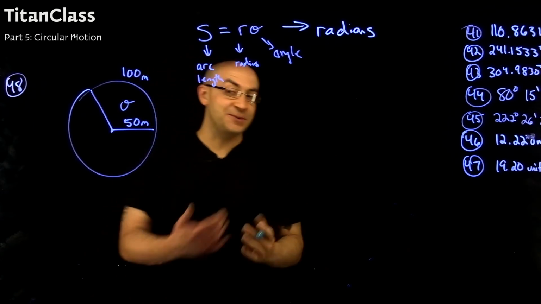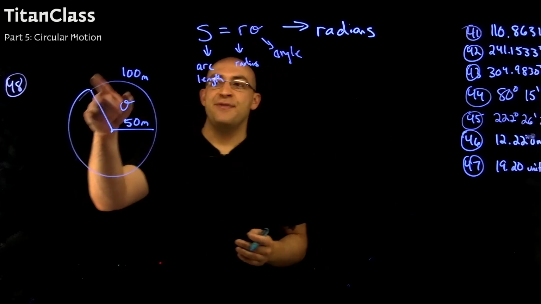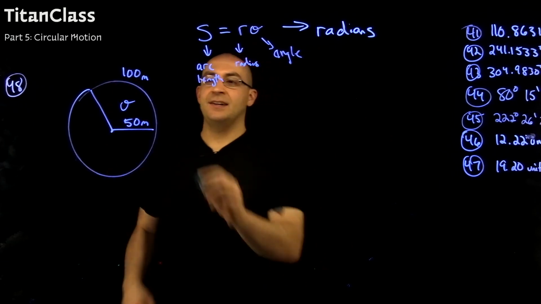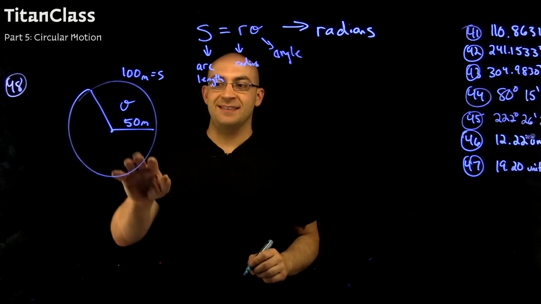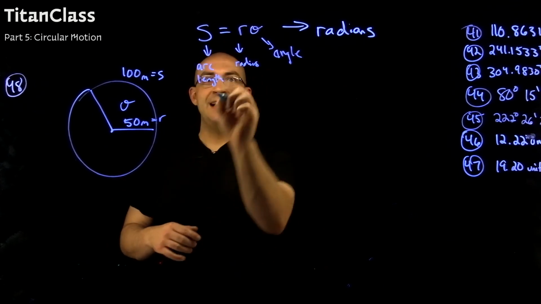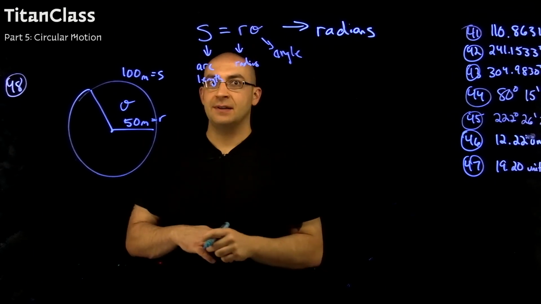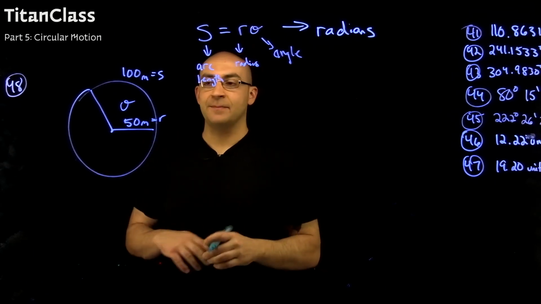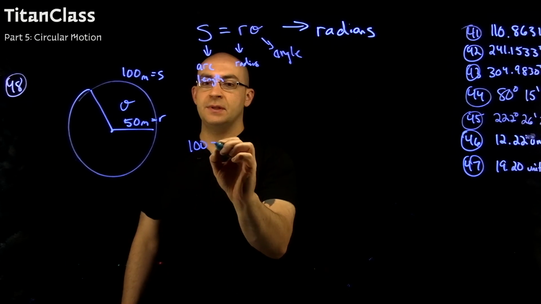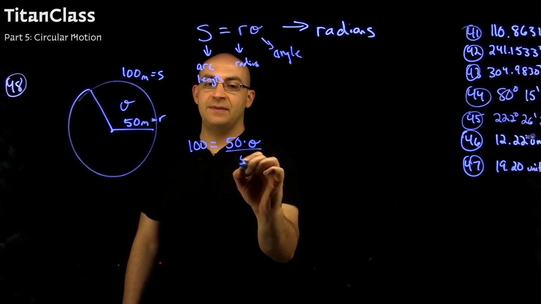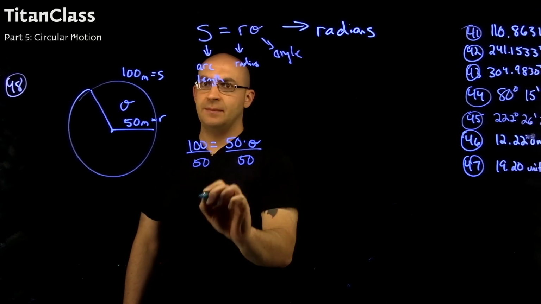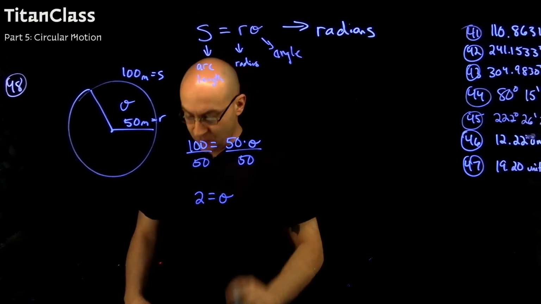All right, so we have to do some crazy stuff here. This is the arc length. It's 100, so we'll label that as S. 50 meters is the radius. So I have S and R here, I need theta. 100 is going to equal 50 times theta. Divide by 50 on both sides, and I'm going to get 2. And 2 is theta.